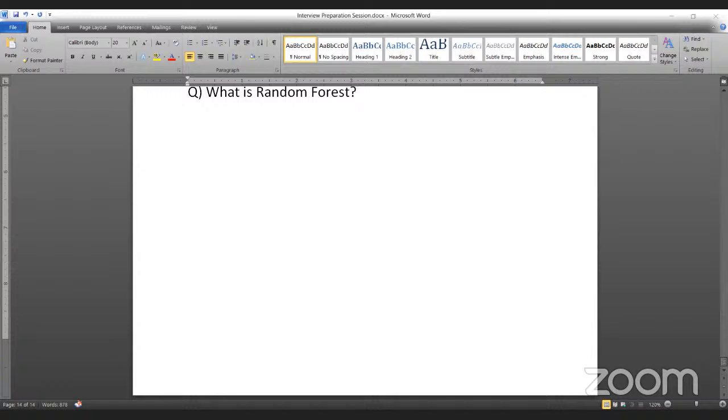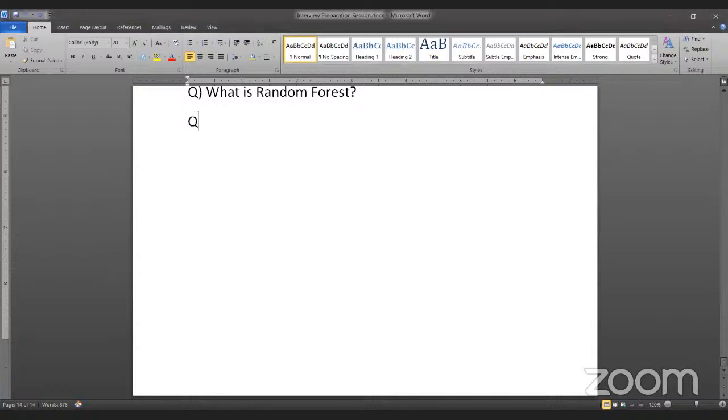Okay, I just forgot one thing. So there is a question about decision tree. What problems do we face in a decision tree? And how to solve them? So while building a decision tree, what is the issue we face? And if we face this issue, how to solve it?